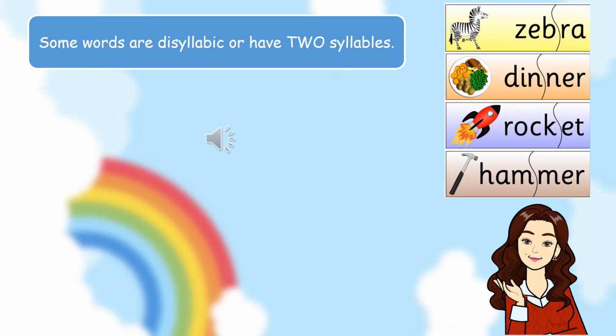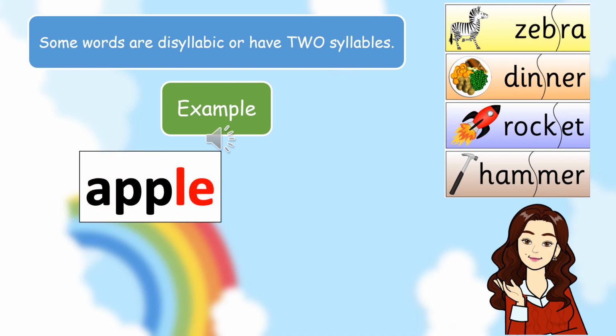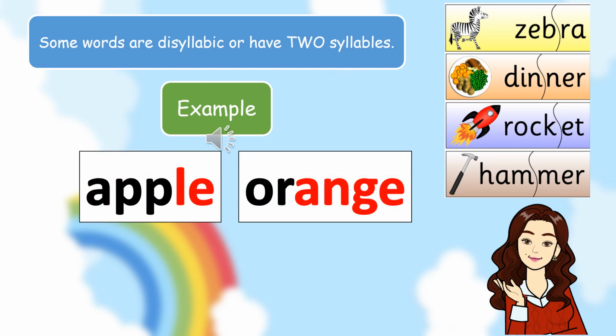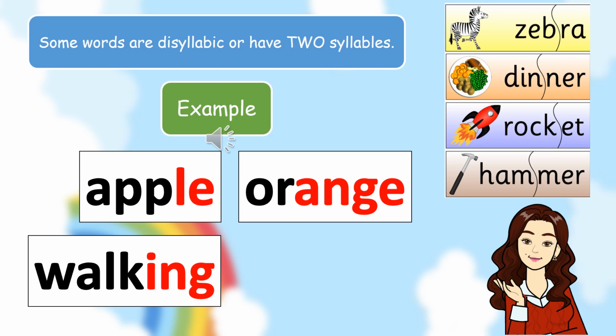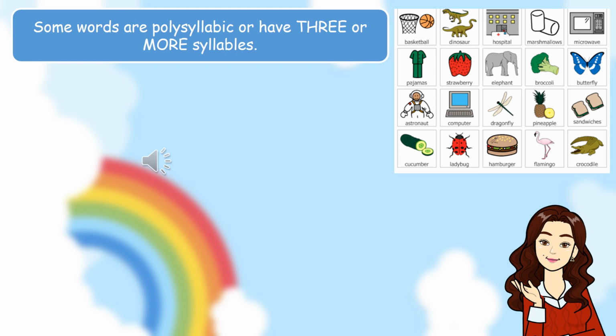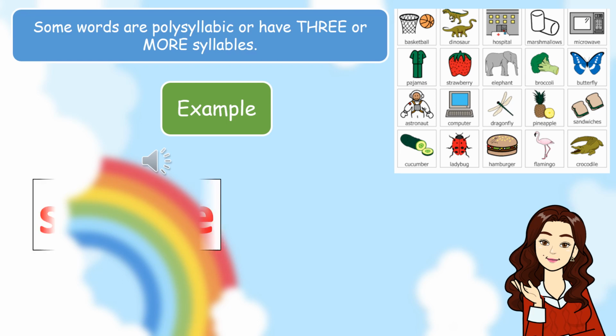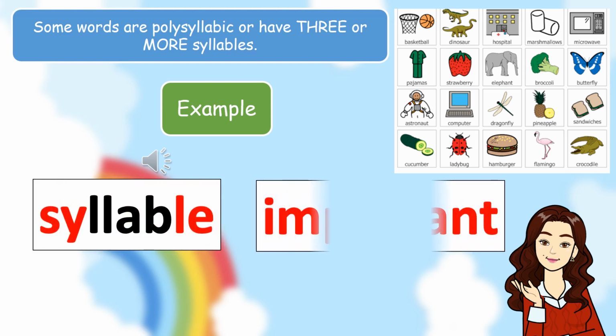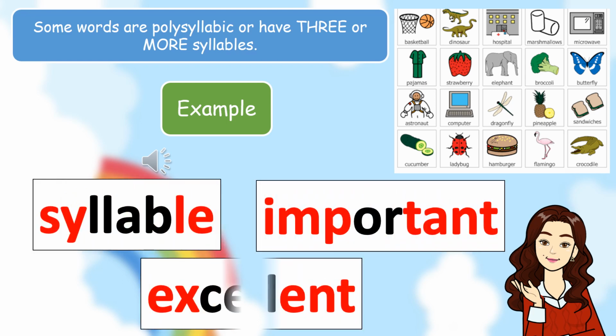Some words are disyllabic, or have 2 syllables. Example: apple, orange, walking, pumpkin. Some words are polysyllabic, or have 3 or more syllables. Example: syllable, important, and excellent.